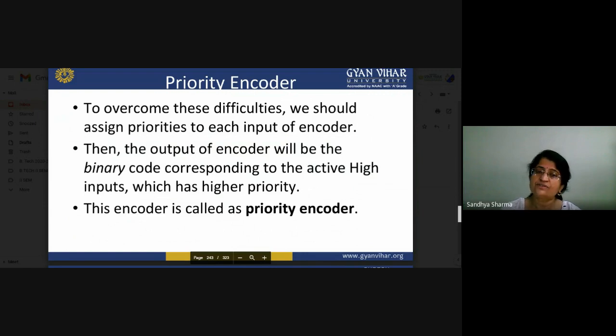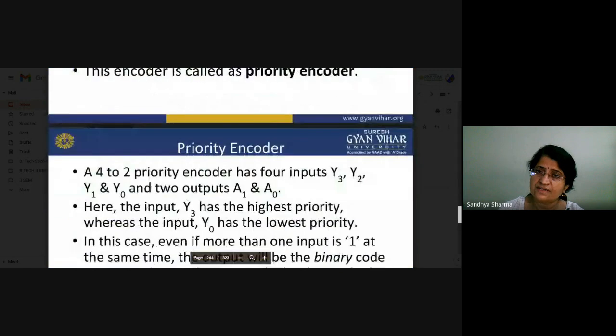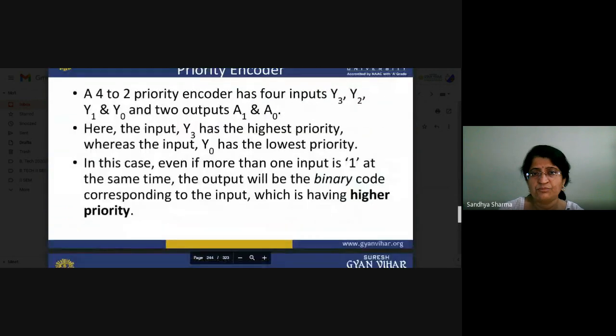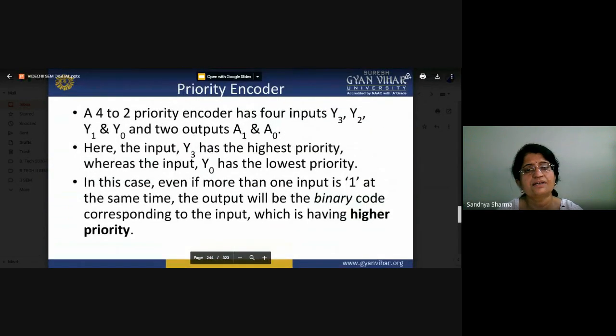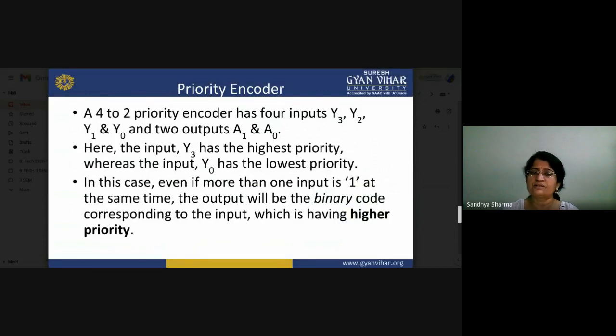Okay, so the one which has the higher priority. In this type of encoder, we define in advance the priority of the input signals, so we are not facing any problem when more than one input is high. Suppose again we are considering a 4 to 2 priority encoder, with 4 input lines and 2 output lines. Suppose y3 is the highest priority and y0 has the lowest priority.